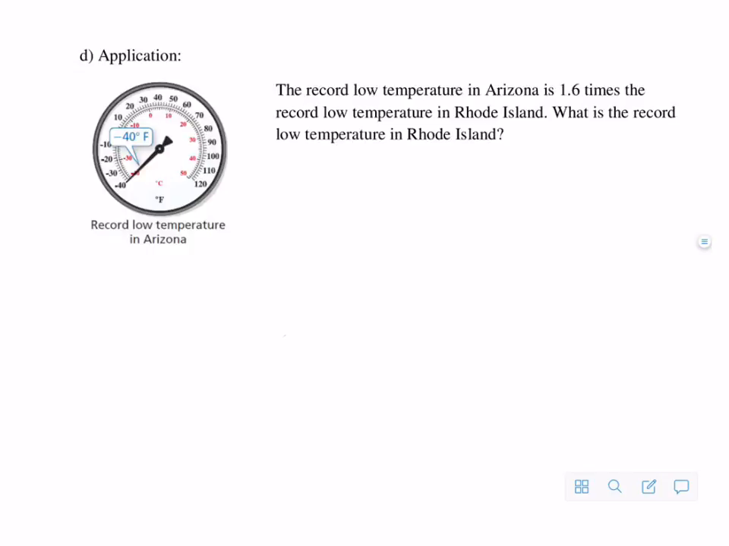Again, let's try an application. The record low temperature in Arizona is 1.6 times the record low temperature in Rhode Island. What is the record low temperature in Rhode Island? So if you look at our diagram over here, this picture, right? This is the temperature in Arizona. We have a reading of negative 40. So negative 40 is equal to 1.6 times the record low in Rhode Island.